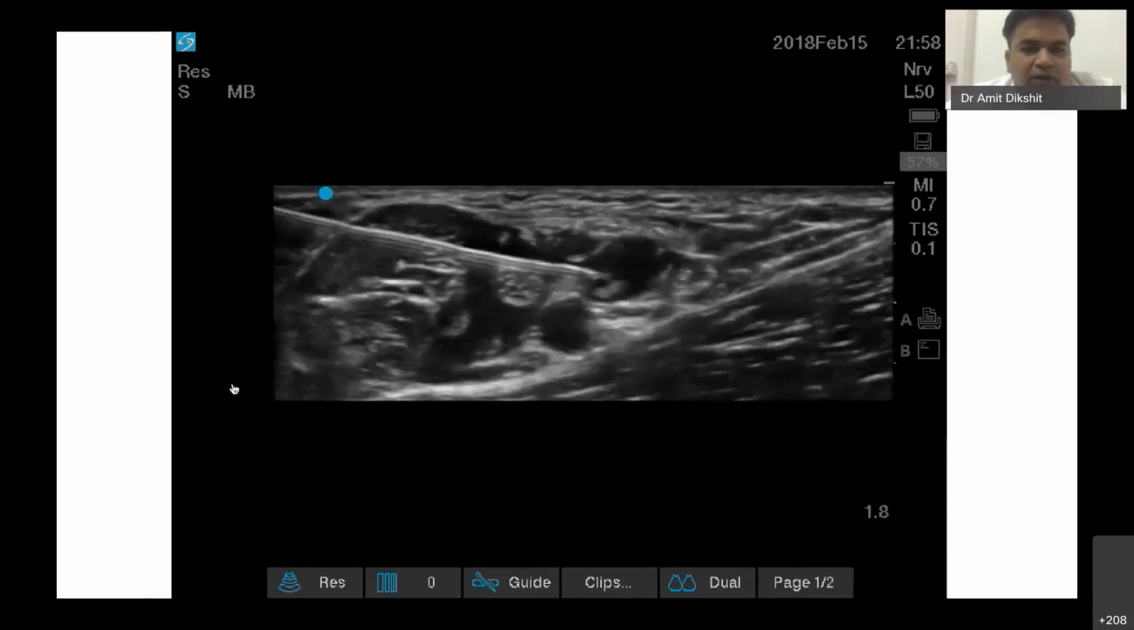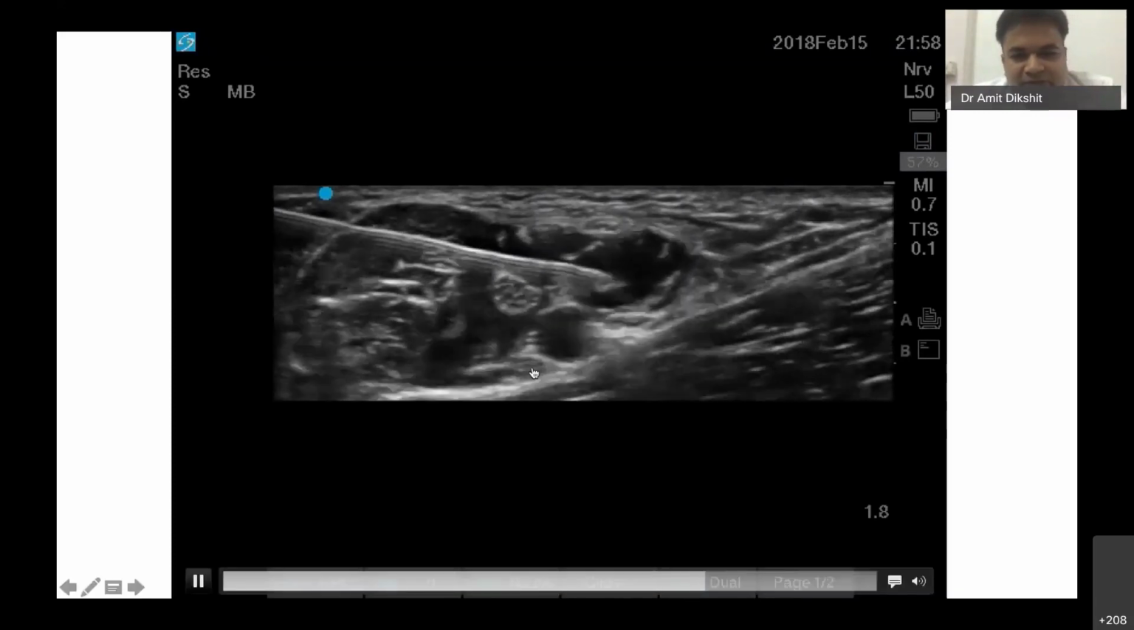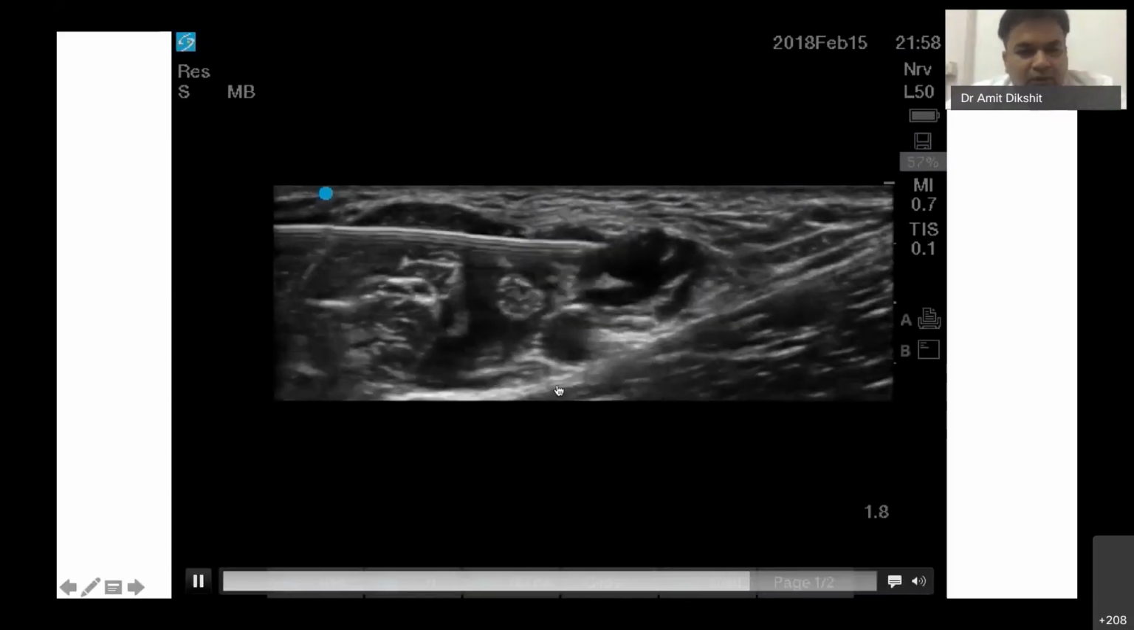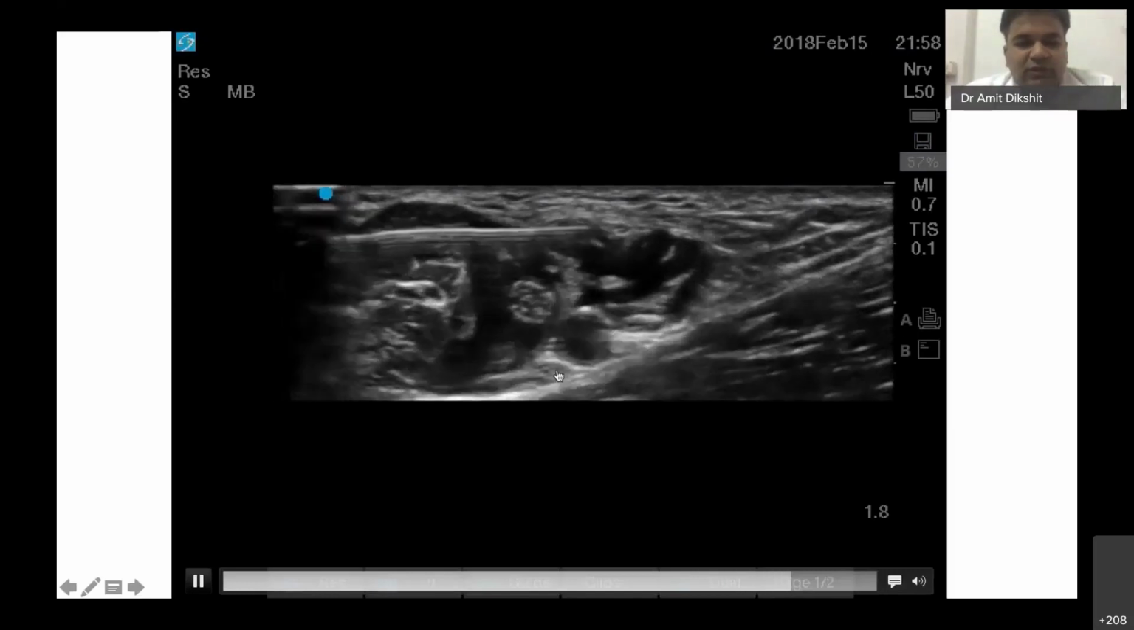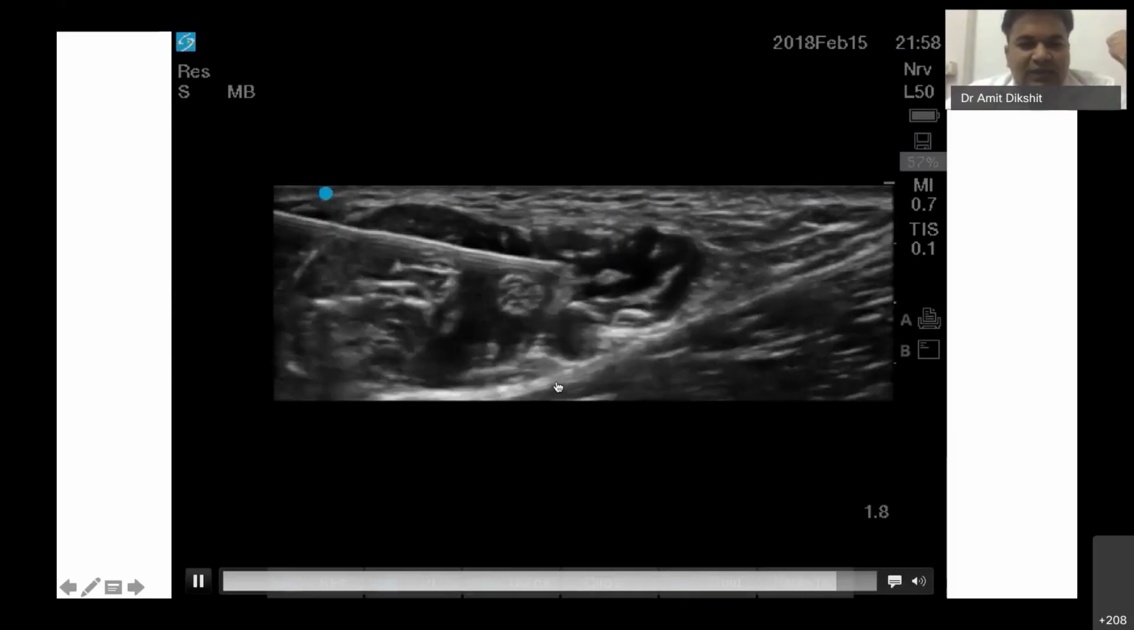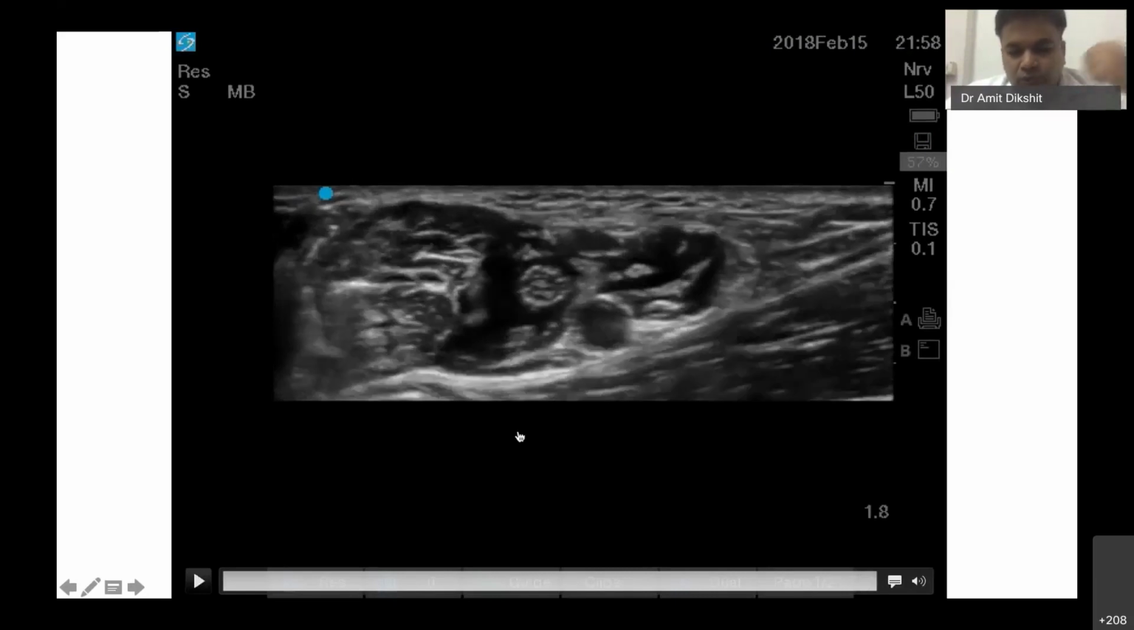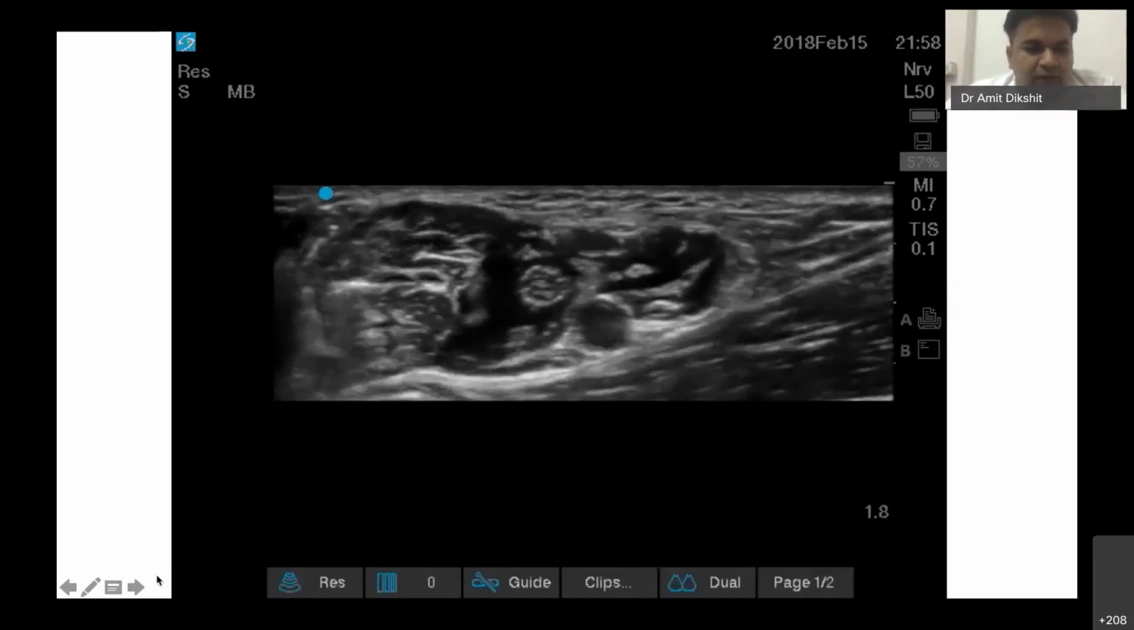So rescue block, for practical purposes, is most of the time an axillary block, but we are now into more distal blocks because it is site specific analgesia, and sometimes we use it for surgery as well.